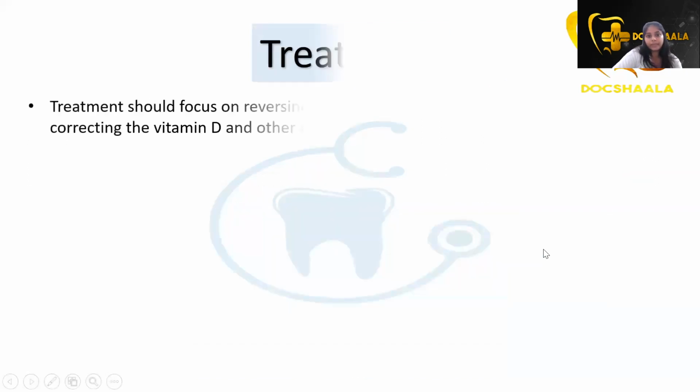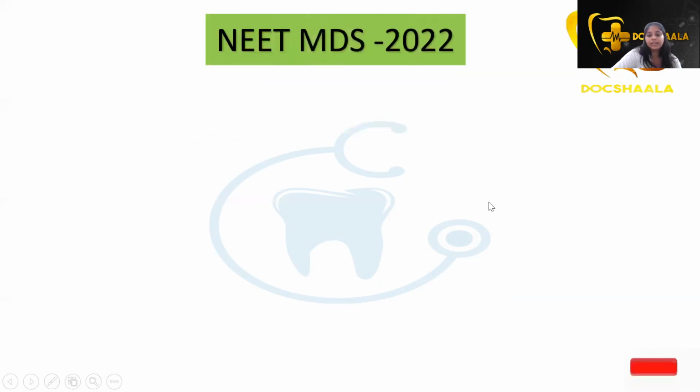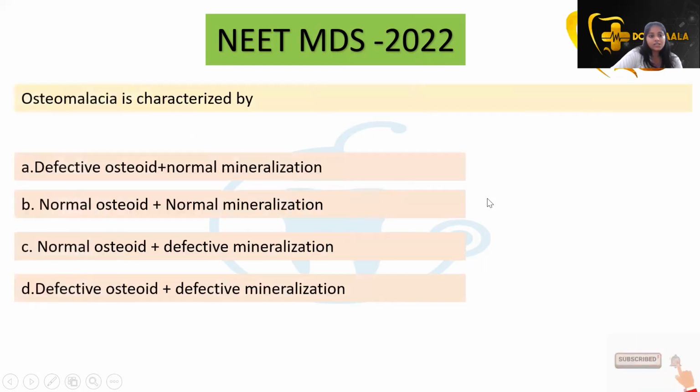Then coming to the treatment, it should be focused on the underlying disorder and subsequent correction of vitamin D and electrolyte deficiencies. Then the question that was asked in NEET MDS 2022 was: osteomalacia is characterized by defective osteoid and normal mineralization? Normal osteoid and normal mineralization? Normal osteoid and defective mineralization? Defective osteoid and defective mineralization?